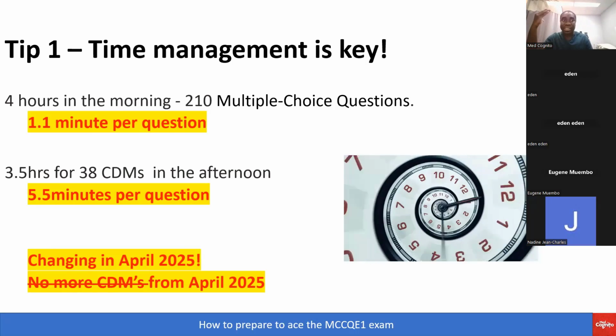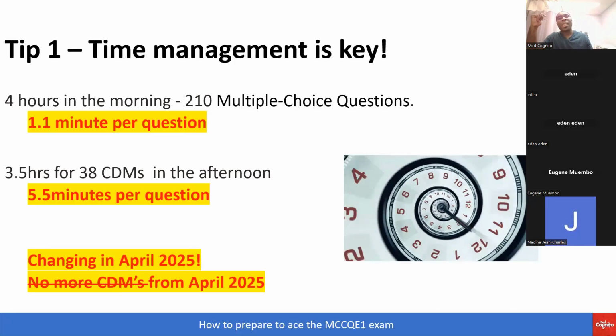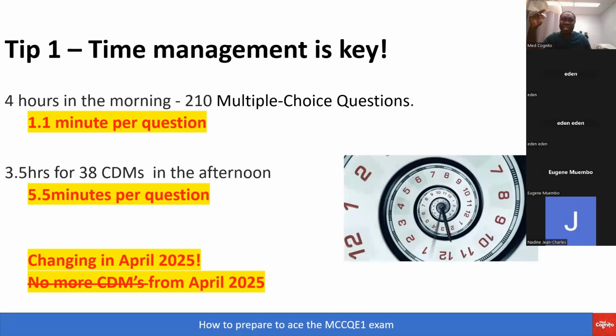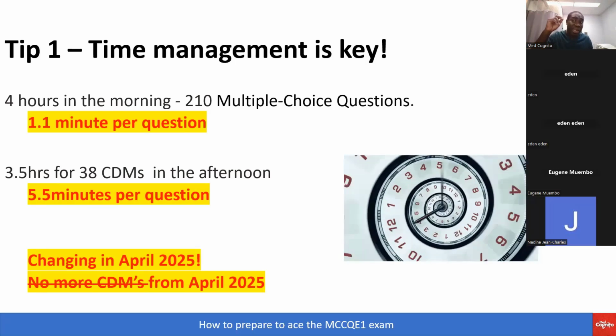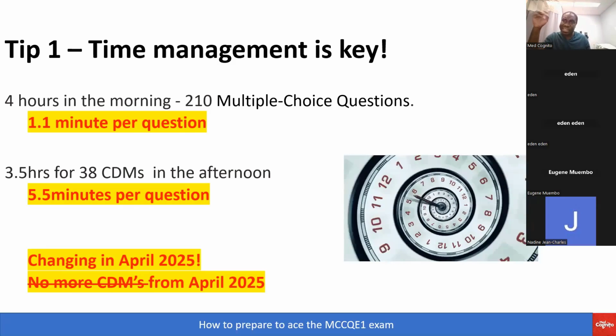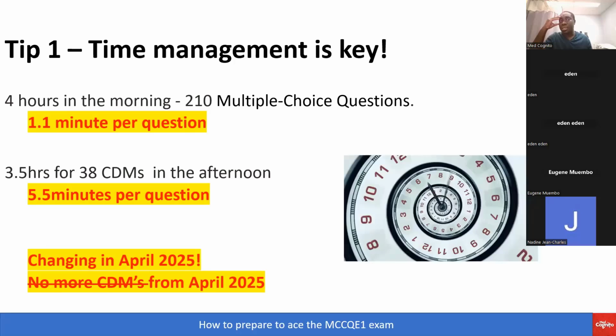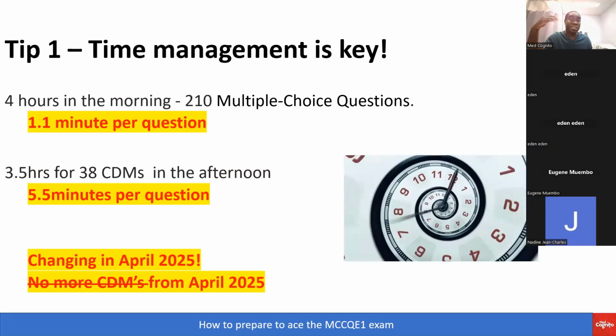The exam has two components. There is the morning session and the afternoon session. The morning session usually goes for about 3.5 to 4 hours, and it has 210 multiple choice questions. So when I sat down to do the calculation, it looks like you have about 1 minute, 10 seconds for each question. So that is very critical.